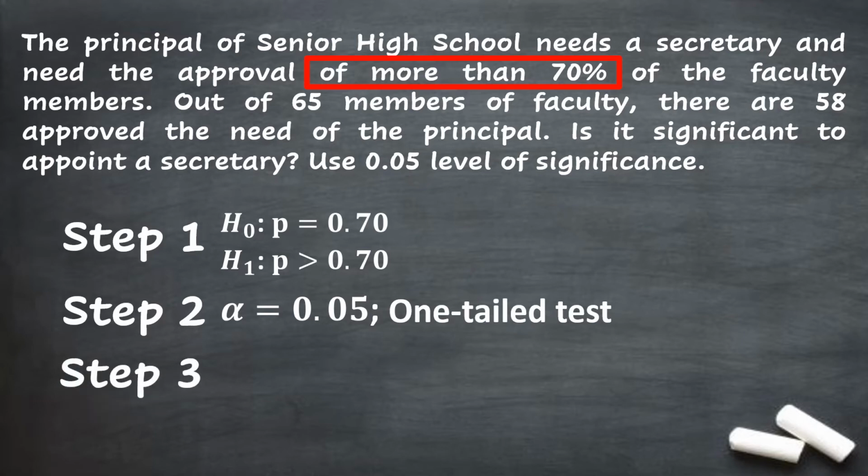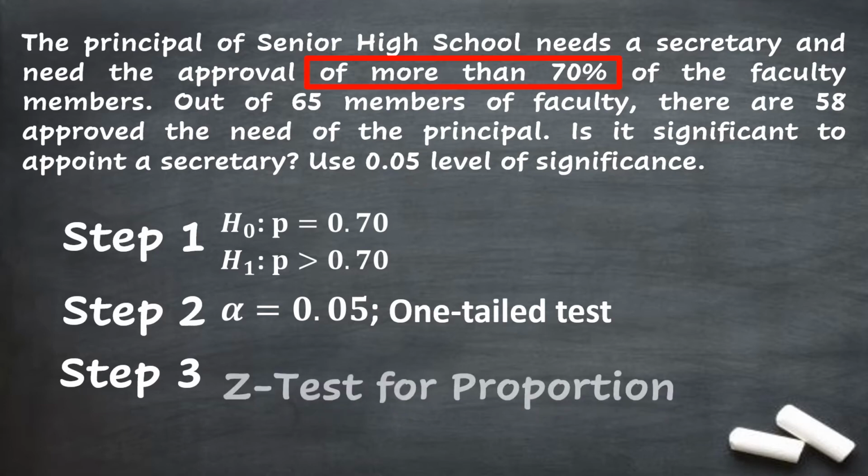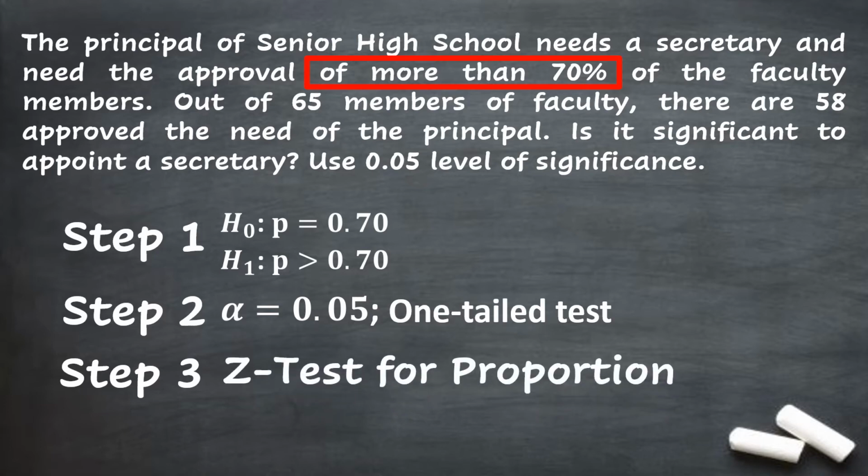Step 3, identify the statistical test that you're going to use for this given word problem. And since the values given in this problem are in proportion, then automatically this problem is under z-test for proportion. If you ask me, ma'am, where's the given proportion for this problem? Kindly check the second statement in this problem. We have, out of 65 members of faculty, 58 approved the need of the principal. From that statement, we can conclude that it's a statement of proportionality. That's why this problem is under z-test for proportion.